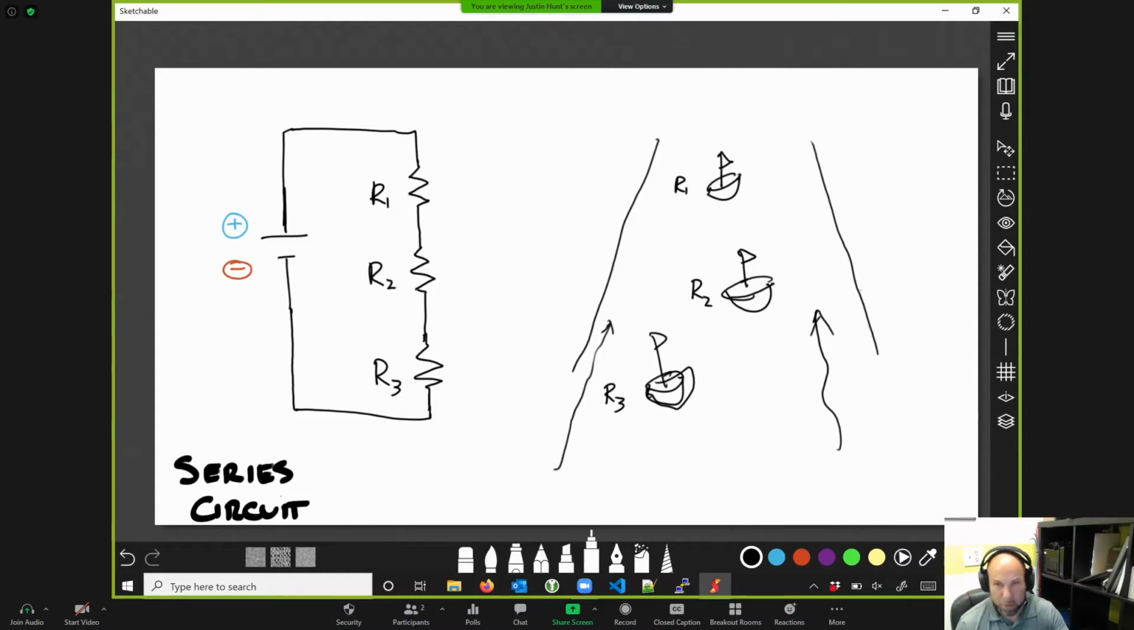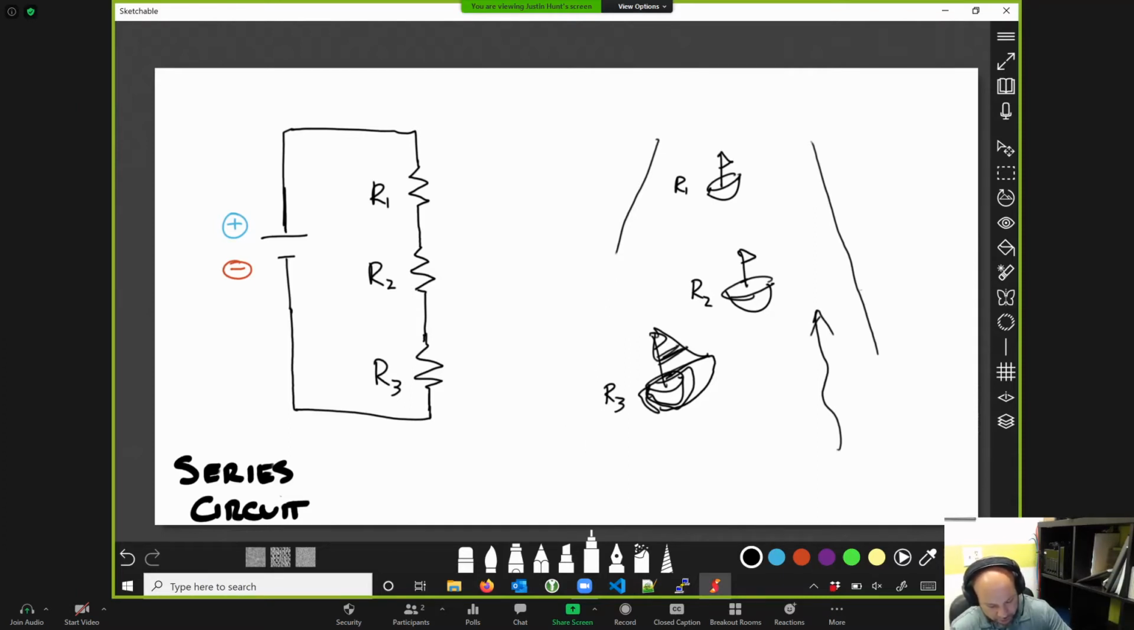You know, some of these boats might be larger. Let's take our really terrible R3 here, and we'll make it, that's a big guy. It might be more of an impediment to the water because it's larger, it takes up more space, but it feels the same flow, the same quantity of water as R1. I hope that makes sense, that analogy there.